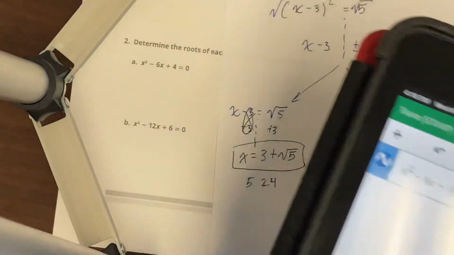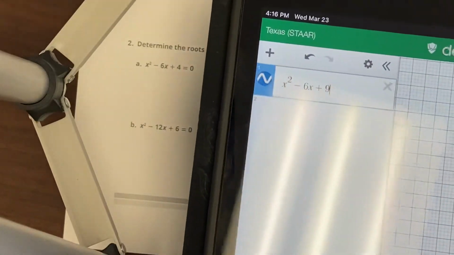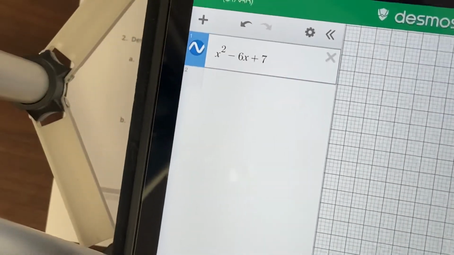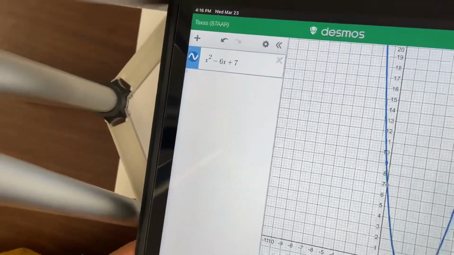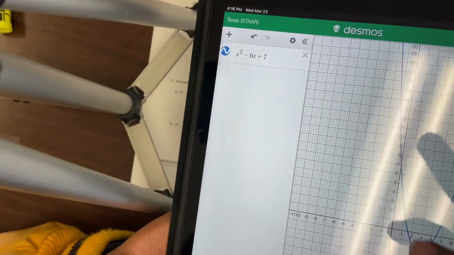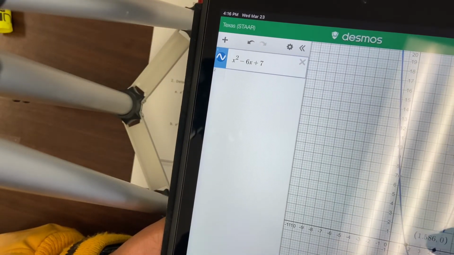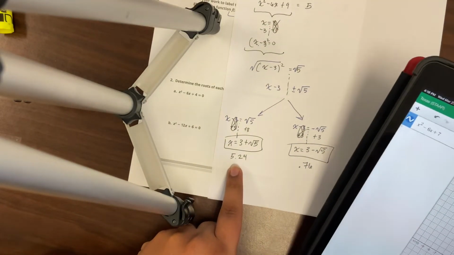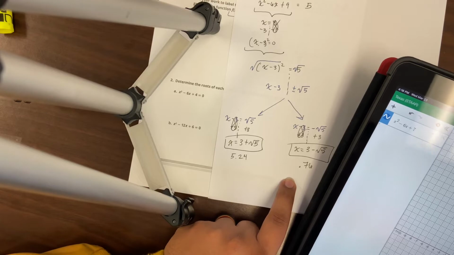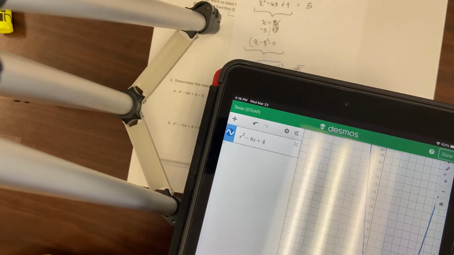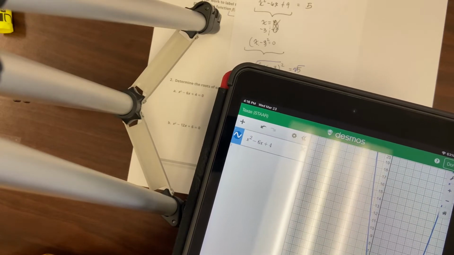Going back to the original function, I'm going to graph this plus 4 instead of plus 9. Let's see what we get. Here we go. Looking at my two roots right here on the graph, boom and boom. We got 1.586. Ooh. Oh, I put 7 instead of 4. Sorry, I got a little scared right there. Always double check your work.